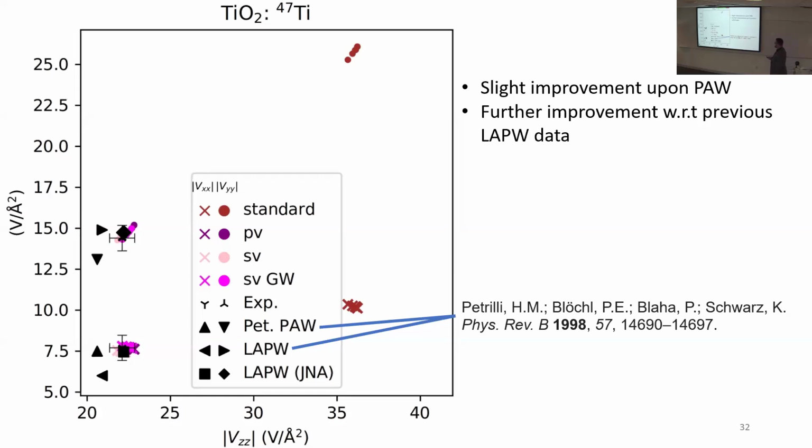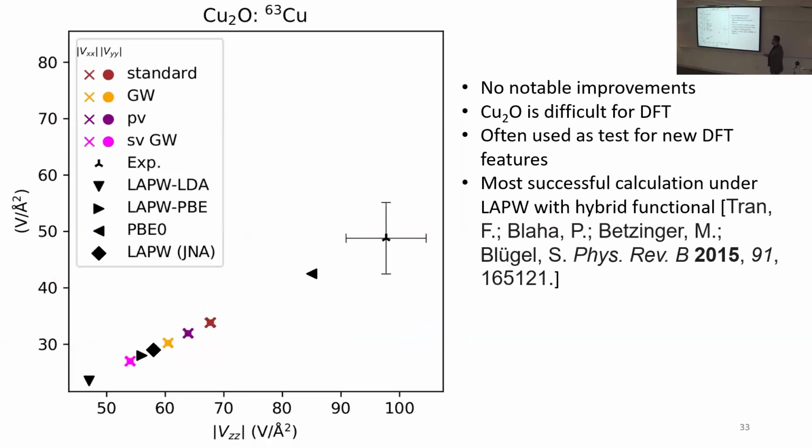So yeah, the problem here is that if you have an unknown material and you're able to perform these calculations, how do you know where your experimental value is? Is it clustered with the PV and the SV, or is it clustered with the standard pseudopotential? So that's also a problem that arises from that.